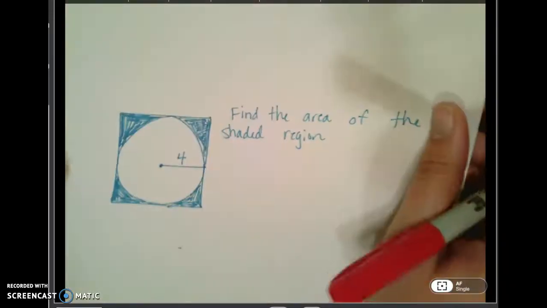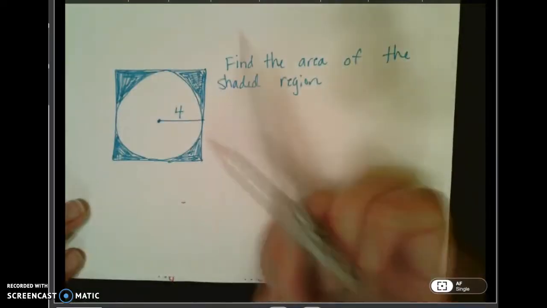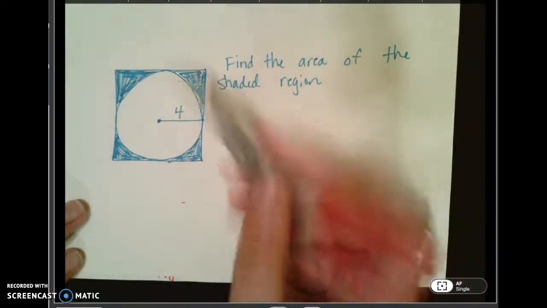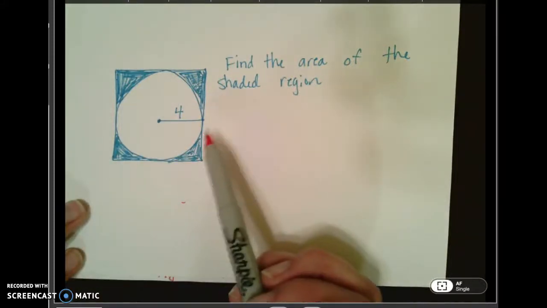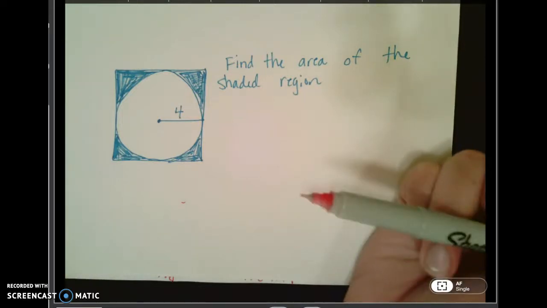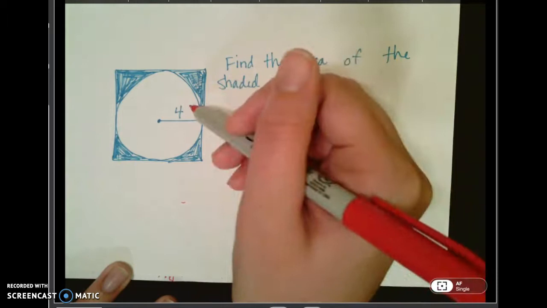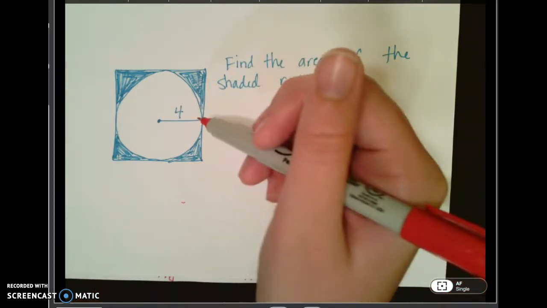And then on the bottom, I have find the area of the shaded region. So I have a square, and inside of it there's a circle. But all I want is the area that's outside of the circle. So what we're going to do here is find the area of the square and then subtract the area of the circle out. So let me show you what I mean.